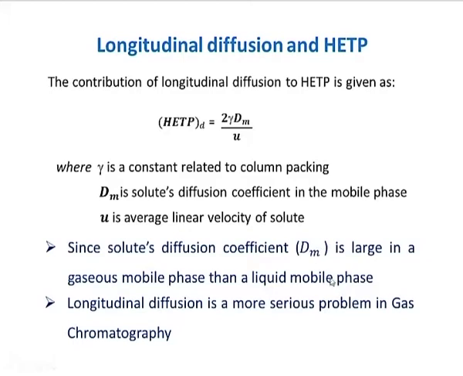Now, it is obvious that this diffusion coefficient would be high in gaseous states than in a liquid state, and you have the gaseous state as a mobile phase in gas chromatography. So, it means in gas chromatographic systems, this Dm tends to have a higher value in comparison to other chromatographic systems where the mobile phase is liquid, and hence longitudinal diffusion is more of a serious problem in gas chromatography to be curtailed or handled in comparison to other chromatographic methods.